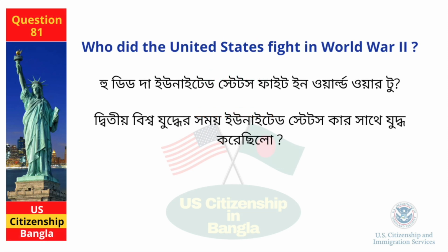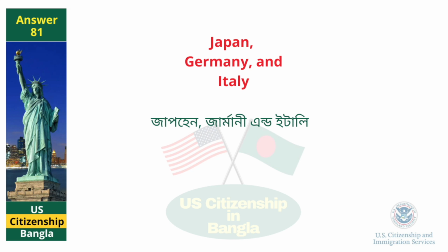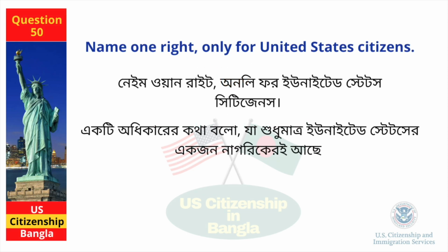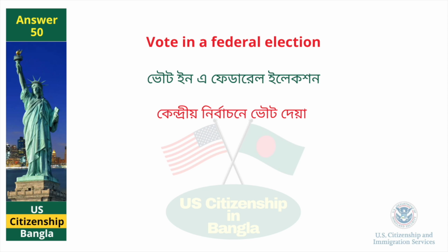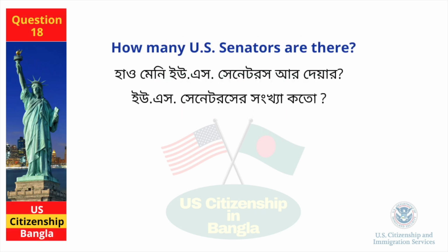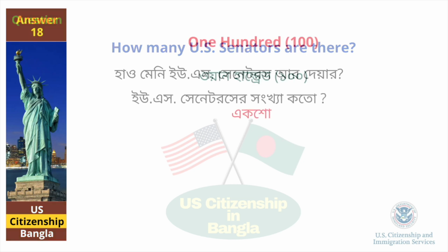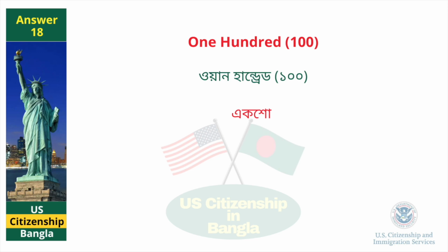Who did the United States fight in World War II? Japan, Germany, and Italy. Name one right only for United States citizens. Vote in a federal election. How many US senators are there? 100.